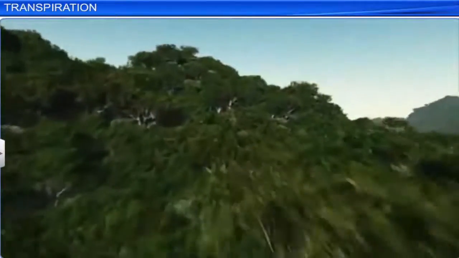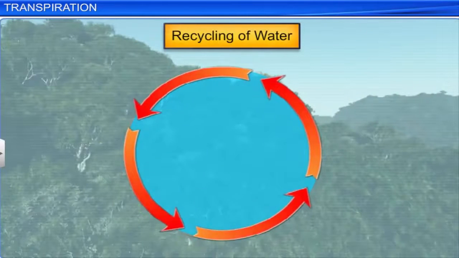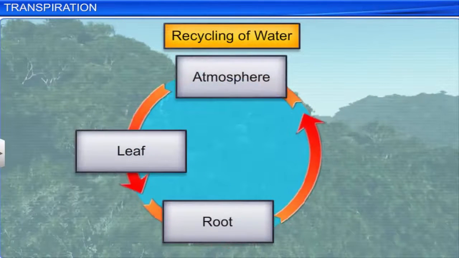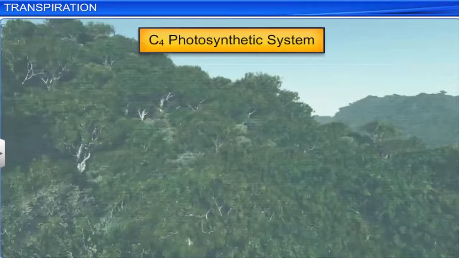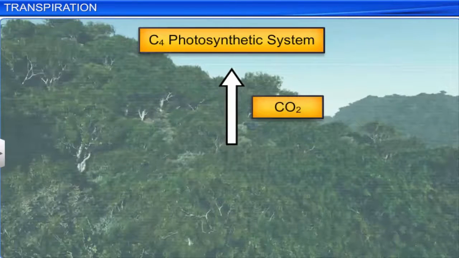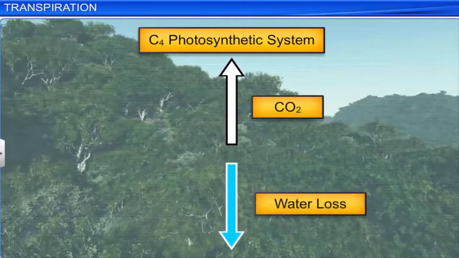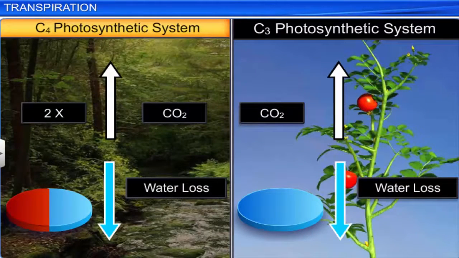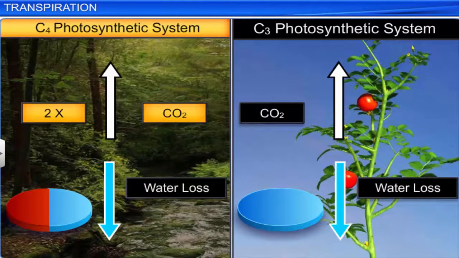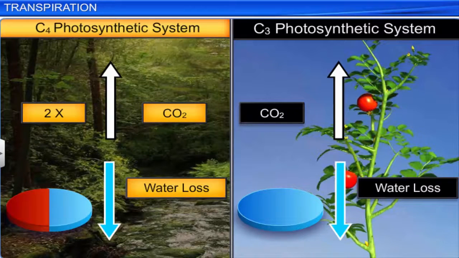Rainforests are humid largely because of this vast recycling of water from root to leaf to atmosphere and then back to soil. The plant C4 photosynthetic system solves this by increasing the availability of carbon dioxide and decreasing water loss. This system is more efficient than the C3 system, since it not only fixes carbon twice as a C3 system, but also loses half the amount of water lost by the C3 system while fixing the same amount of carbon dioxide.